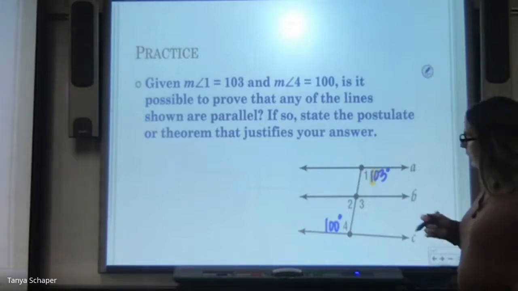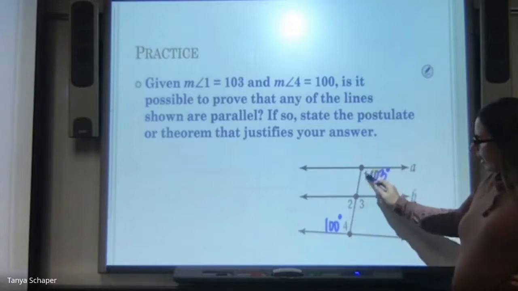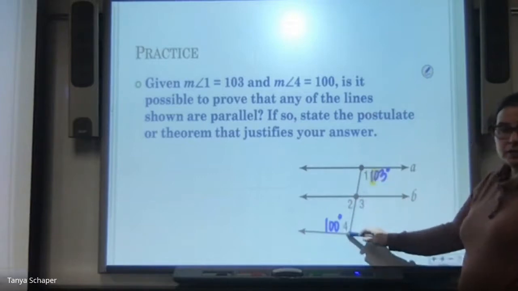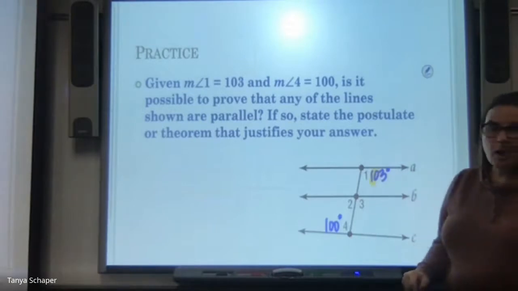Okay. Well, 1 and 4 are alternate interior angles. These two are not congruent. So therefore, A and C aren't parallel.